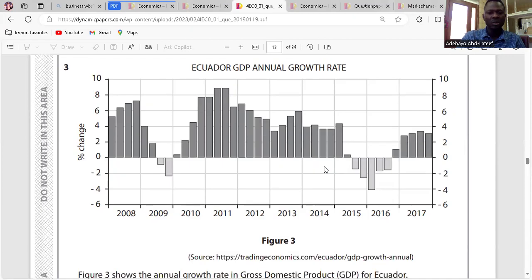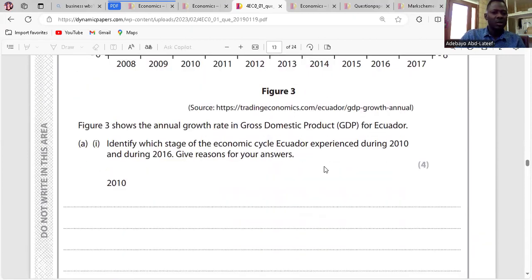So we have the case study. Going to the question, identify which stage of the economic cycle Ecuador experienced during 2010 and during 2016. When we talk about the economic cycle, we're talking about the stages of the economy, which is from the boom, recession, recovery, and back to boom. After recovery, it goes back to boom.